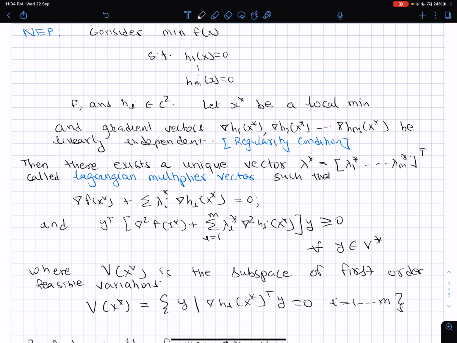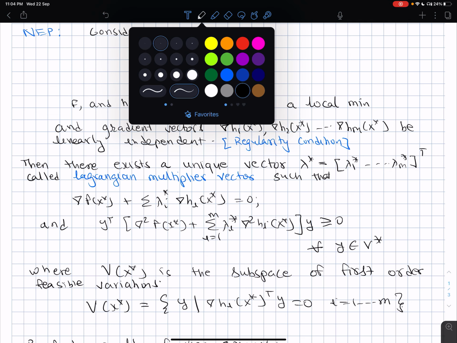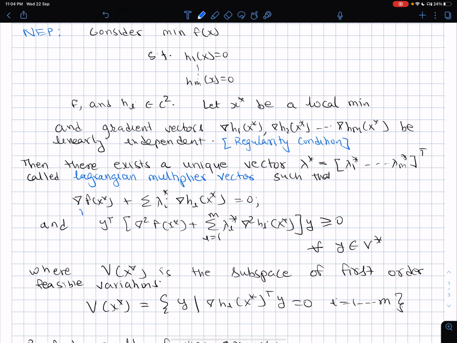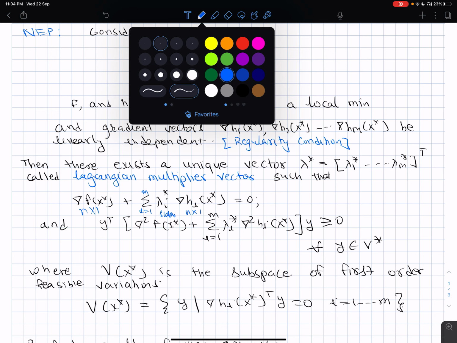Each of these is an n cross 1 vector. Each of the gradient vectors is also an n cross 1 vector, and this summation is running from i equal to 1 to m, and each of these lambda i star is a scalar, right? So therefore you can see that this is a valid sum.